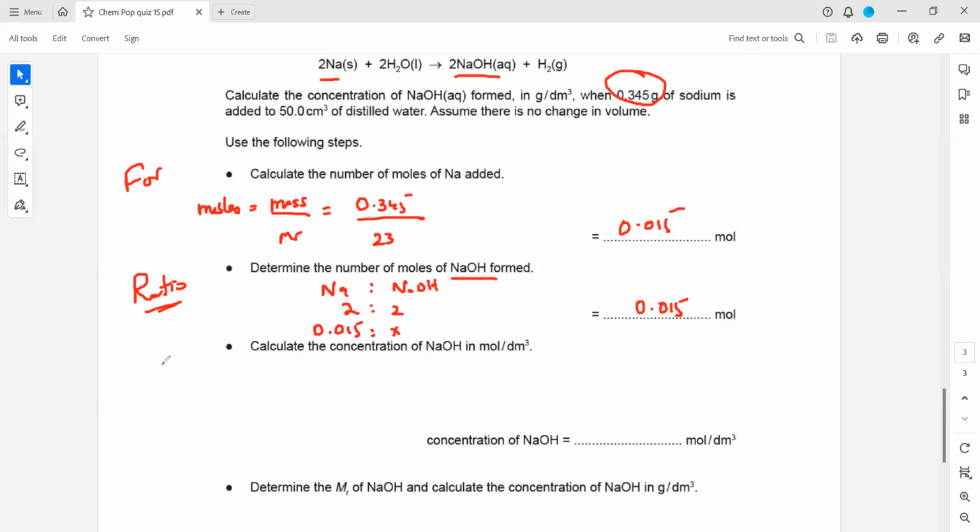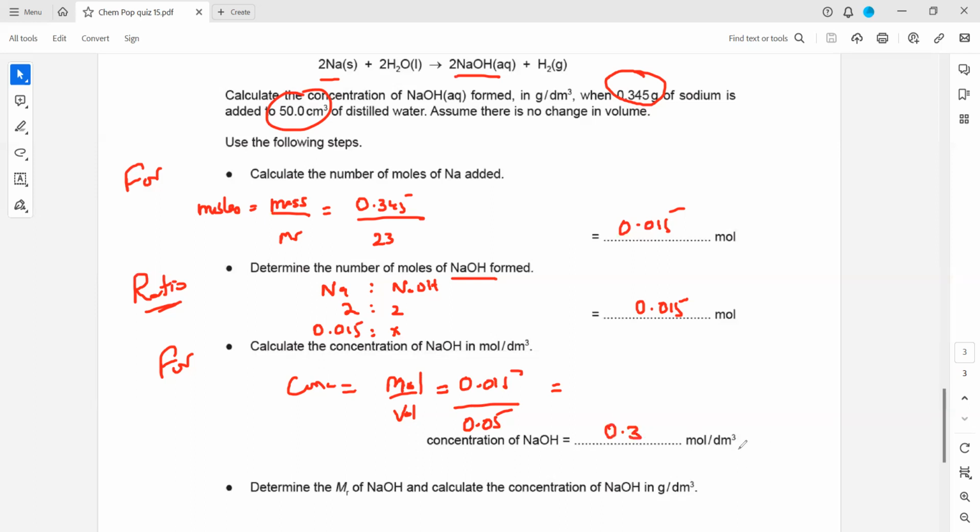Then we need a concentration, so we need a formula here. The concentration of the solution is moles divided by volume of the solution. Moles are 0.015 and the volume of the solution is 50 cm cube. We divide by 1000, so 0.05 decimeter cube. When we divide, this gives us the concentration in moles per decimeter cube, which equals 0.3.